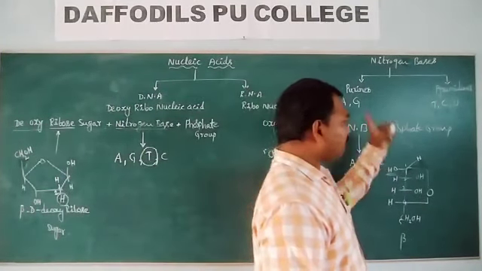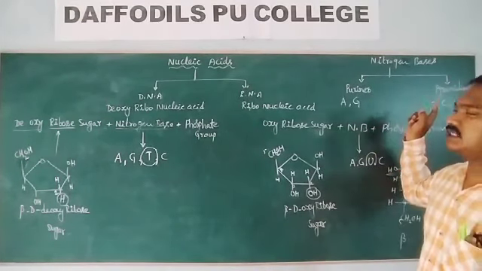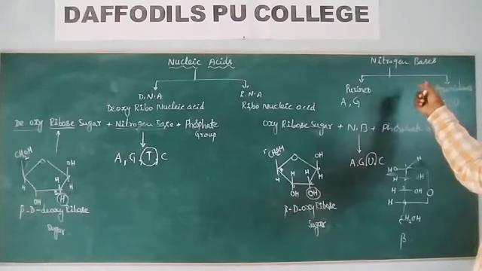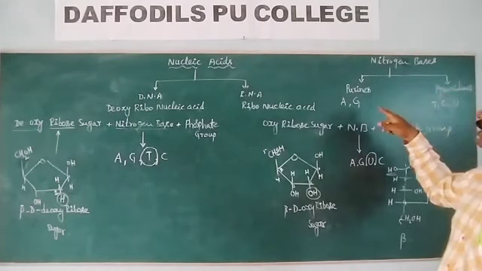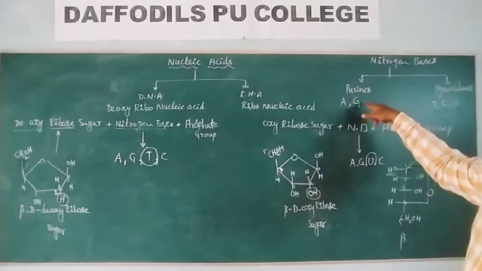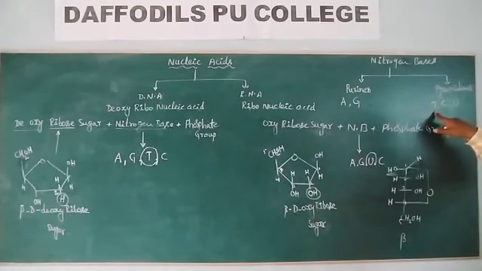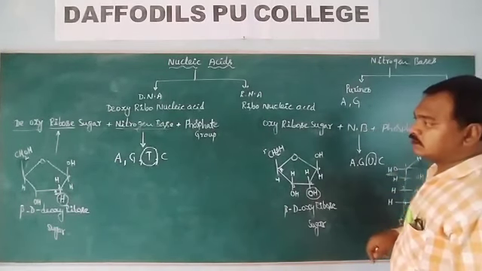So purines and pyrimidines are both nitrogen bases, as they donate the electron pair to other substances. Purines are adenine and guanine. Pyrimidines are thymine, cytosine, and uracil.